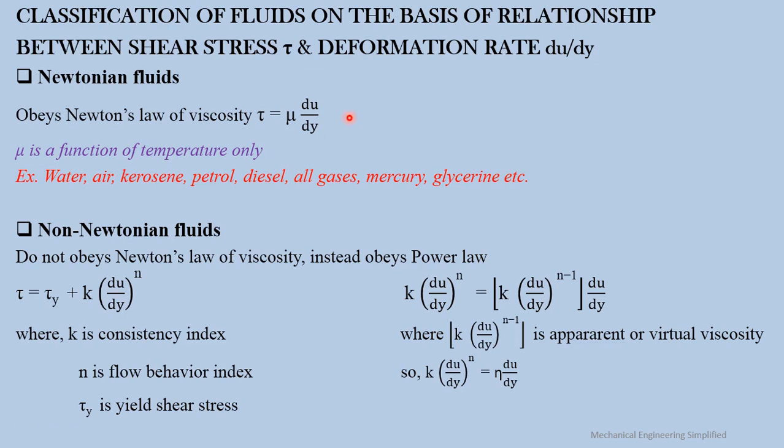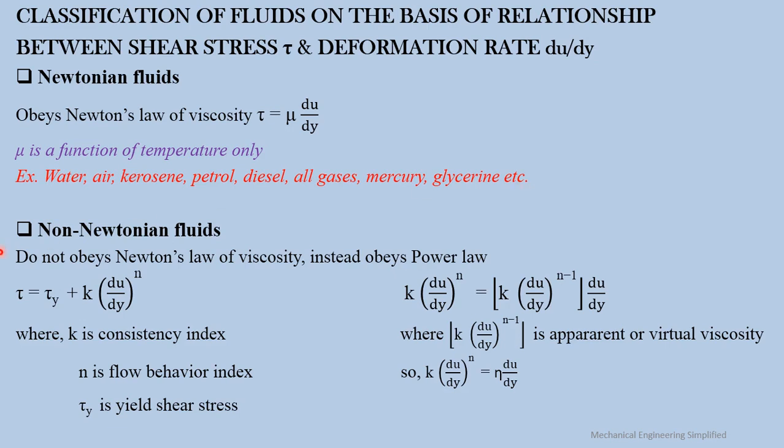Then we have the classification of fluids on the basis of the relationship between shear stress tau and deformation rate du by dy. The broad classification is into two categories: Newtonian fluids and non-Newtonian fluids. A Newtonian fluid obeys Newton's law of viscosity, that is tau equals mu into du by dy. Mu is a function of temperature only. This mu is the dynamic viscosity. Examples are water, air, kerosene, petrol, diesel, all gases, mercury, glycerine, and many more.